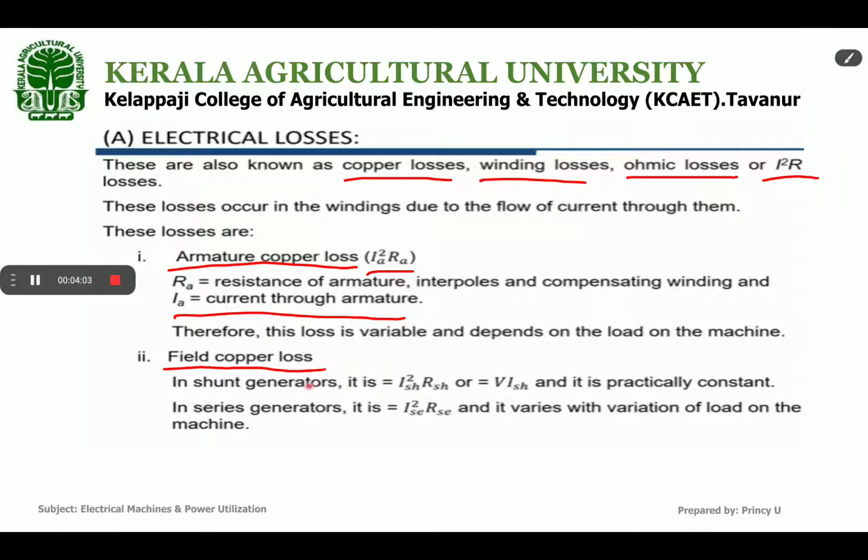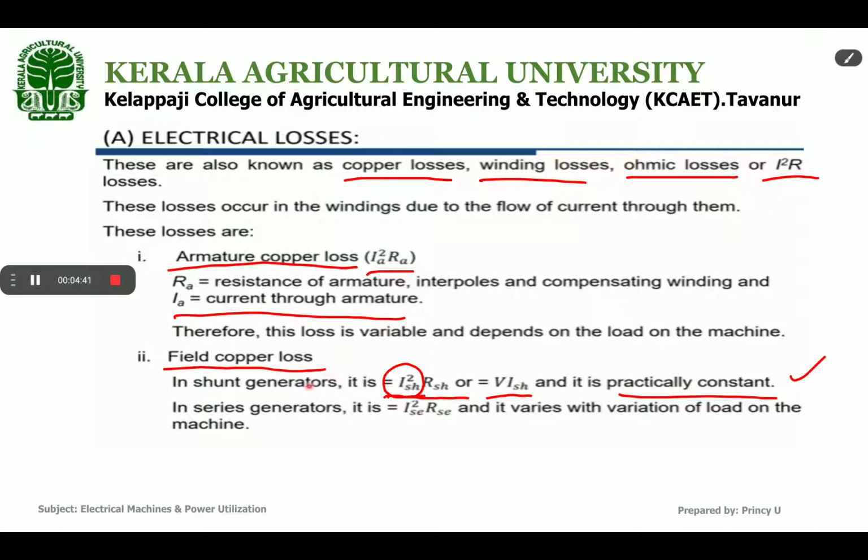We have studied the different types of generators. Self-excited generators are of shunt wound, series wound and compound wound types. In a shunt generator, the field winding loss is represented as Ish square Rsh, or we call it VIsh, and it is practically constant. We know that the shunt field current is almost constant. We consider this shunt field current constant, so this loss is considered a constant loss.